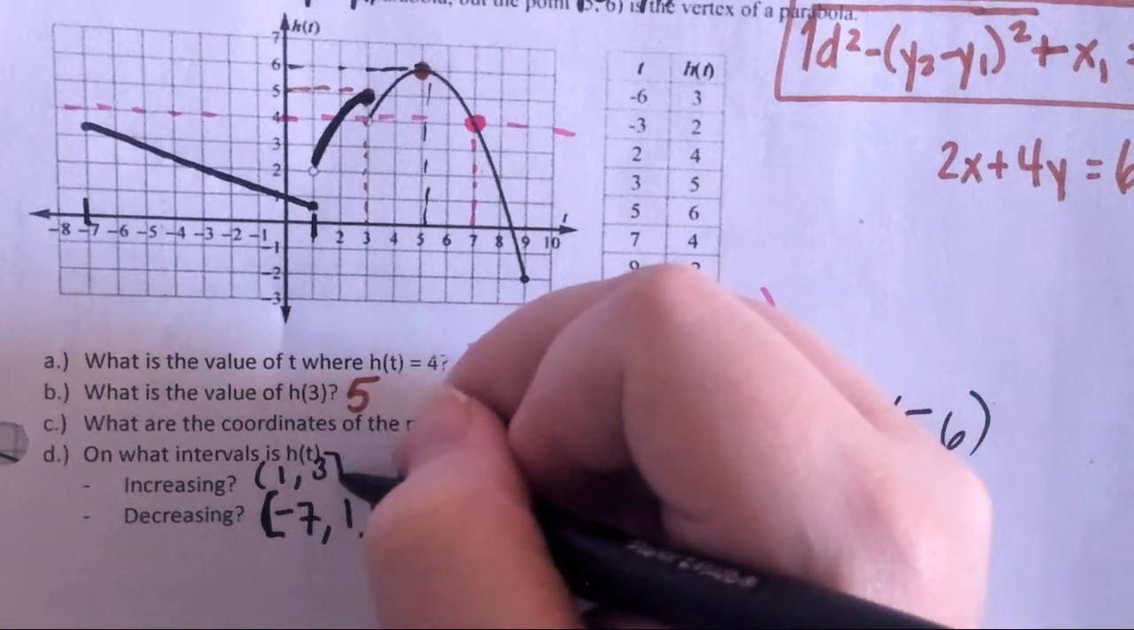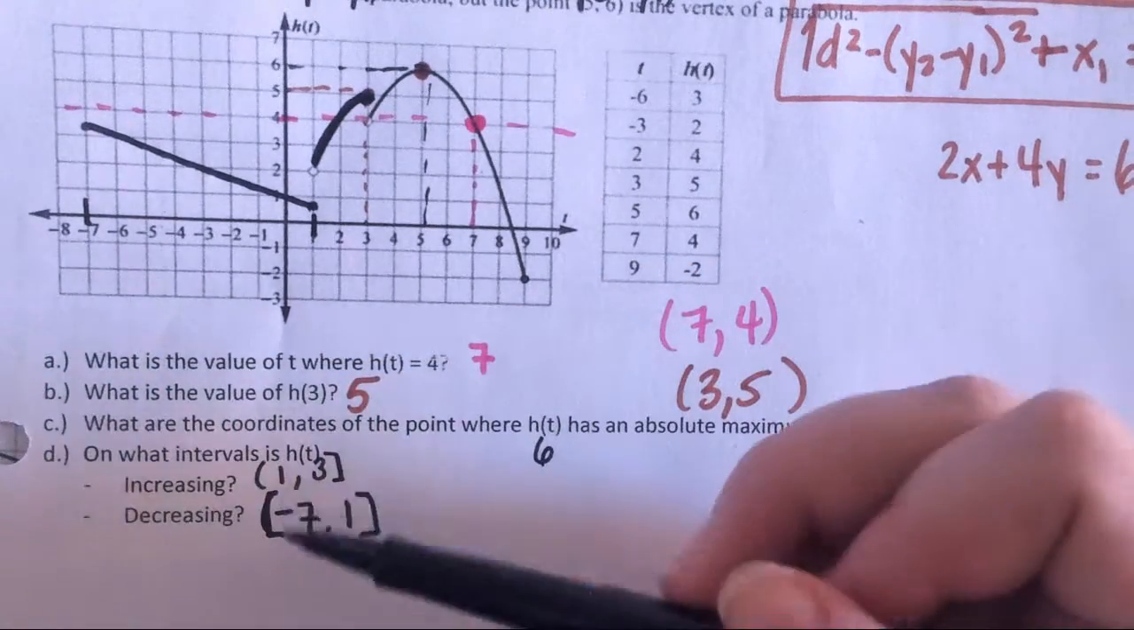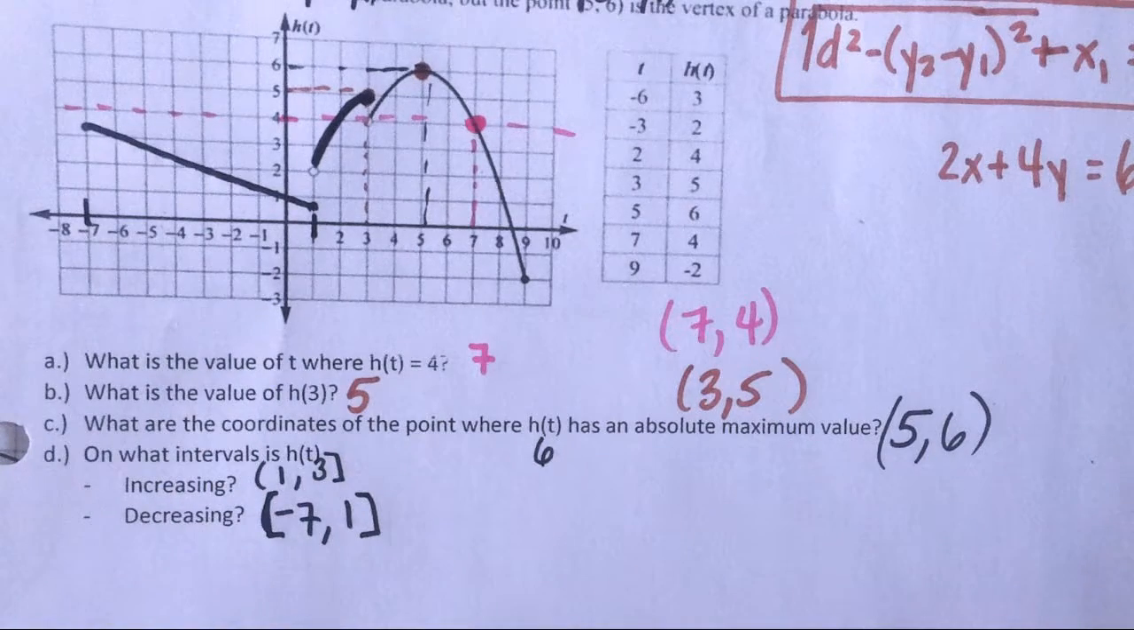Now I'm going to put the bracket on one side, but not on the other side. Why am I not putting the bracket on 1? Because 1 is white. Because it's the open circle. Yes, true. You can get a point.